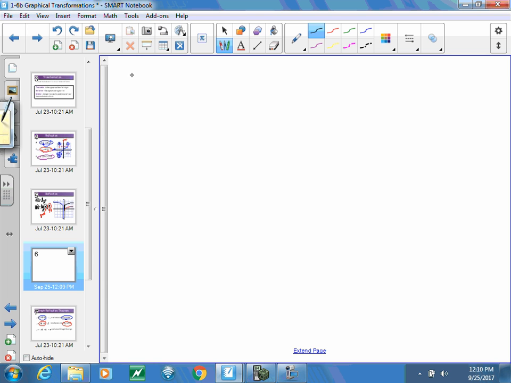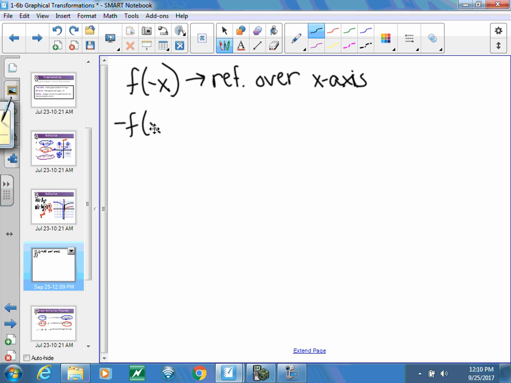Earlier, we said that f of negative x is going to be a reflection over the x-axis, and negative f of x is a reflection over the y-axis.